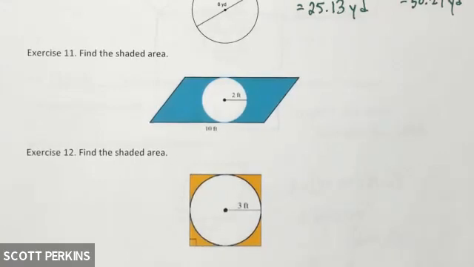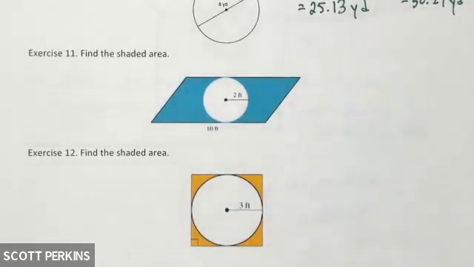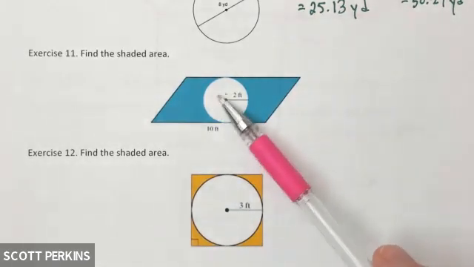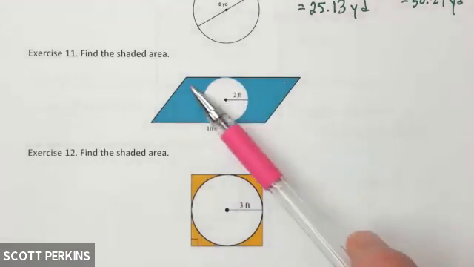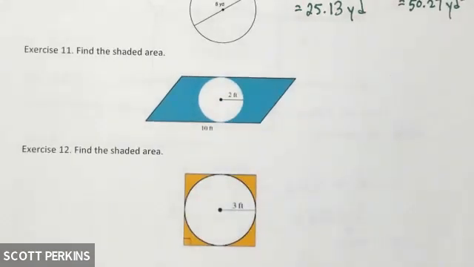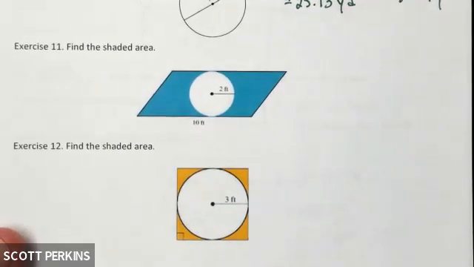So what am I going to do? I'm going to find the area of the parallelogram. I'm going to find the area of the circle. What am I going to do with those areas to find the shaded part? I'm going to subtract them. Yeah, I've punched a hole. This is no longer blue, so it's gone. So I'm going to find the area of the parallelogram, and then I'm going to subtract the area of the circle. So I'm going to give you a couple minutes to figure out as much of that as you can.